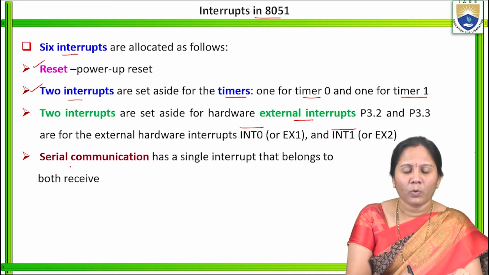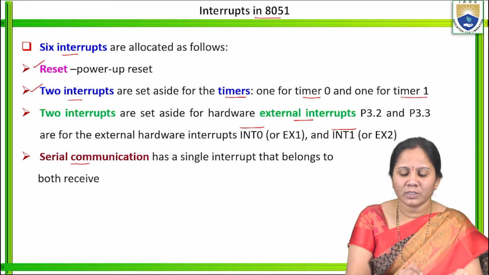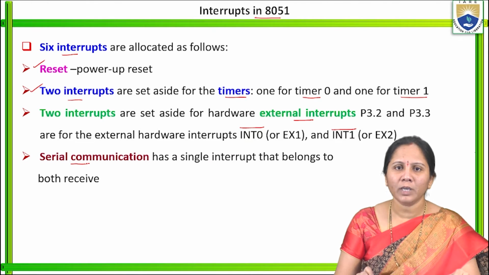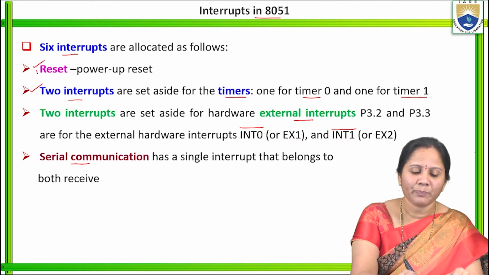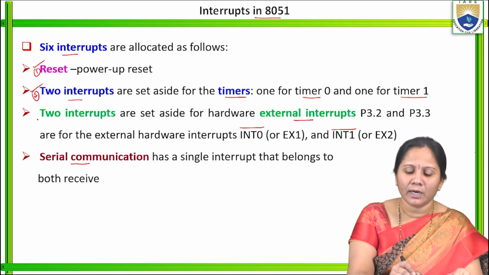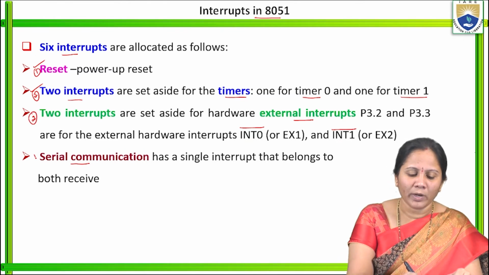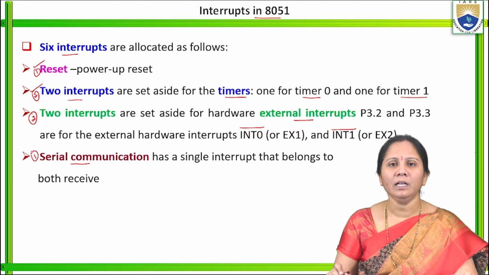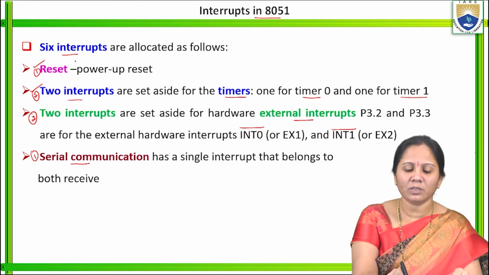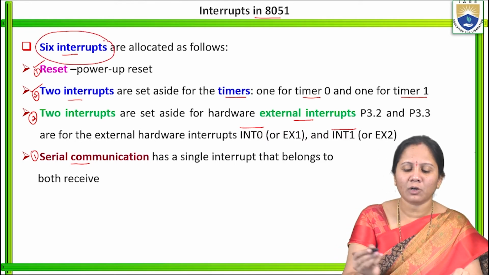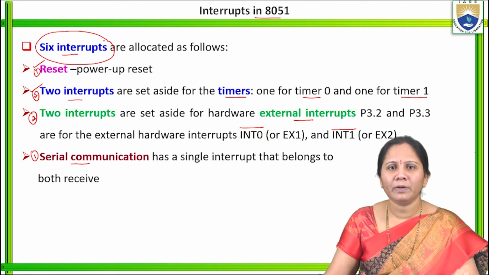And one interrupt is related to serial communication. So in total there are 6 interrupts. So this is one interrupt, here we have 2 interrupts related to timers, 2 interrupts related to the external interrupts, and 1 interrupt related to serial communication. So all these are the total 6 interrupts that are there in the 8051 microcontroller.